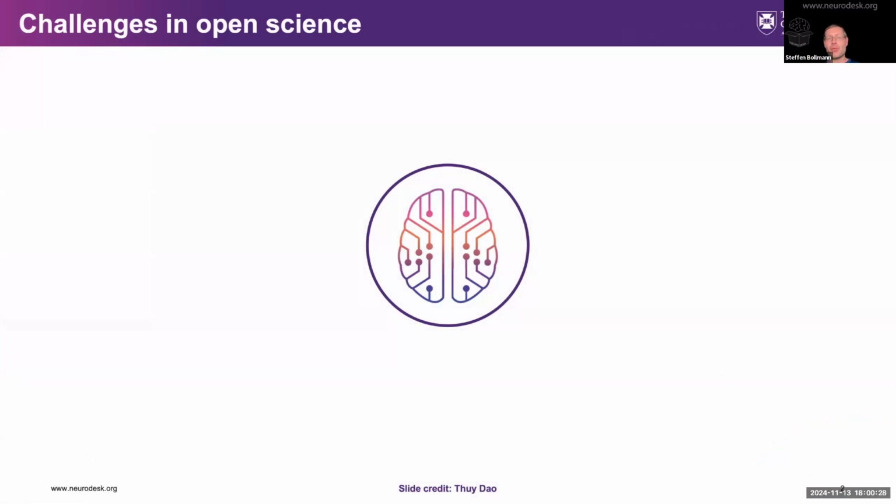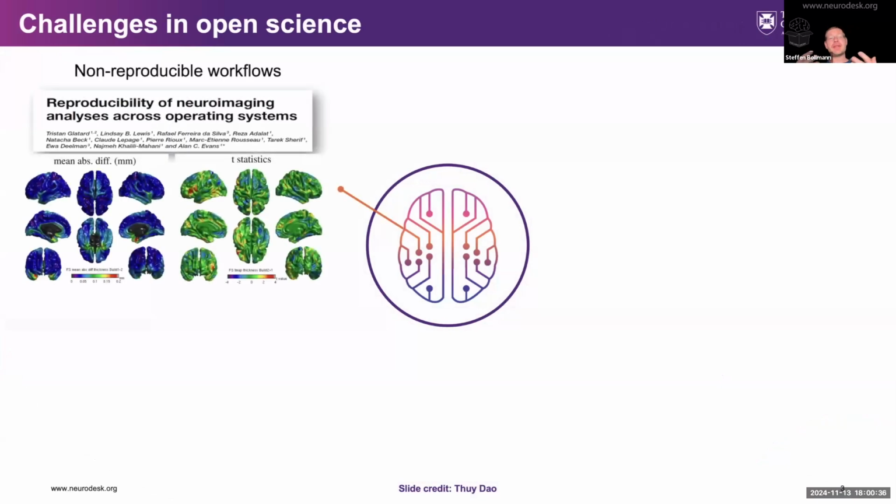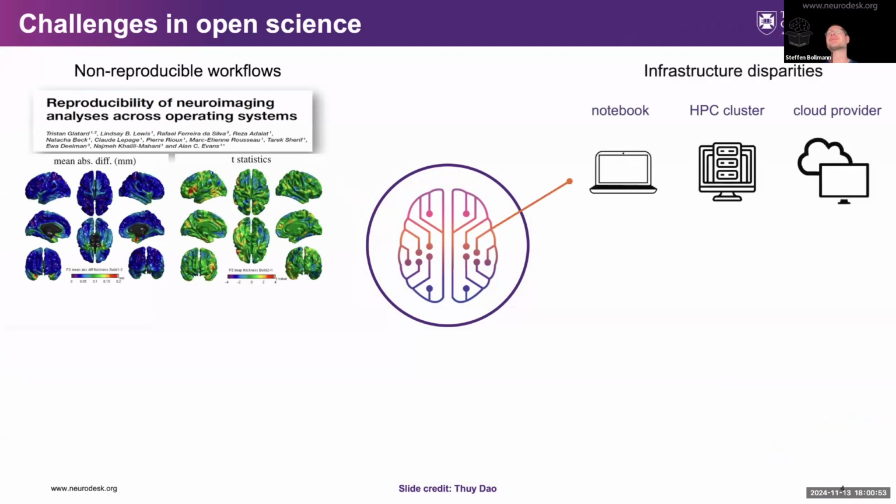I want to start with why we built Neurodesk and then introduce what it is. We saw a couple of challenges in open science, and one of them is really non-reproducible workflows. We have different great tools that run on lots of different data sets. But the challenge is that if underlying dependencies change, they produce slightly different results. And that's really not great if we want to infer anything on this data.